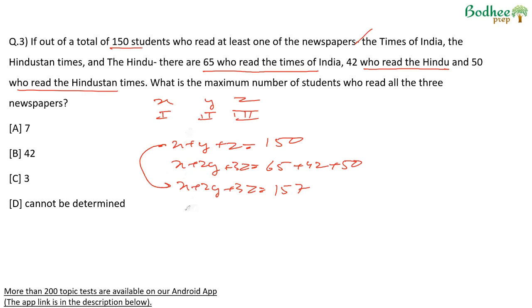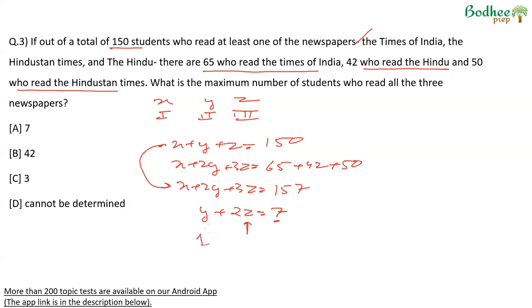Subtracting this from this, we'll get X minus X cancelled, 2Y minus Y is Y, 3Z minus Z is 2Z, which is 7. What can be the maximum possible value of Z? Maximum number of students who read all the three? Clearly, 2Z means this has to be a multiple of 2.